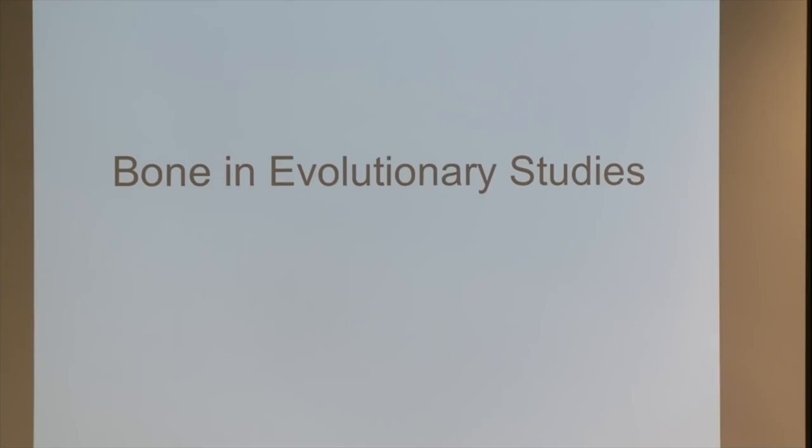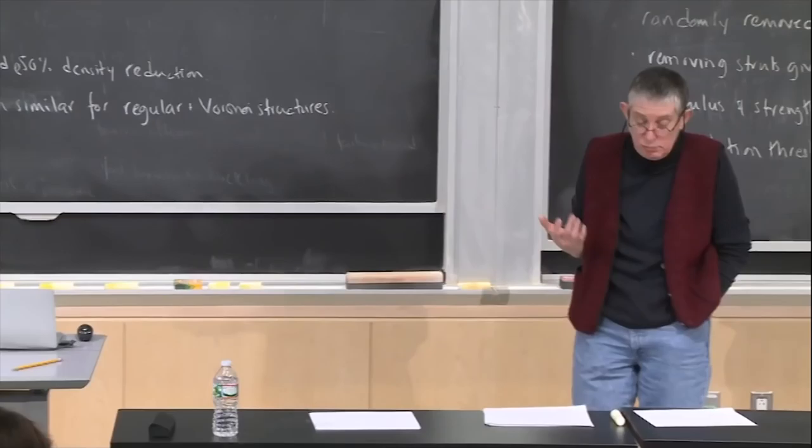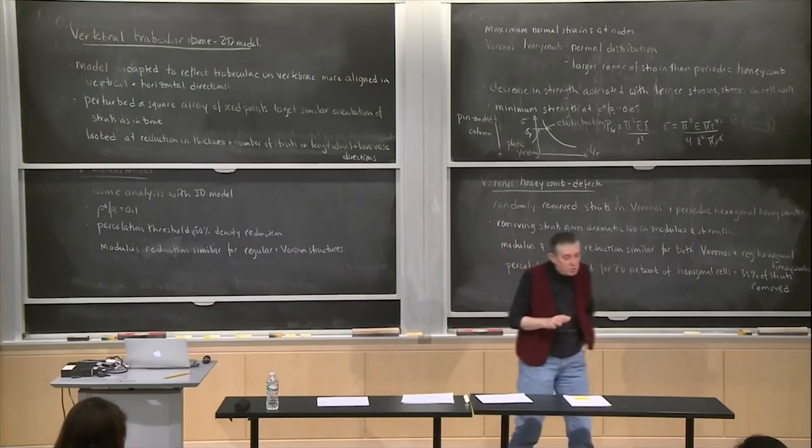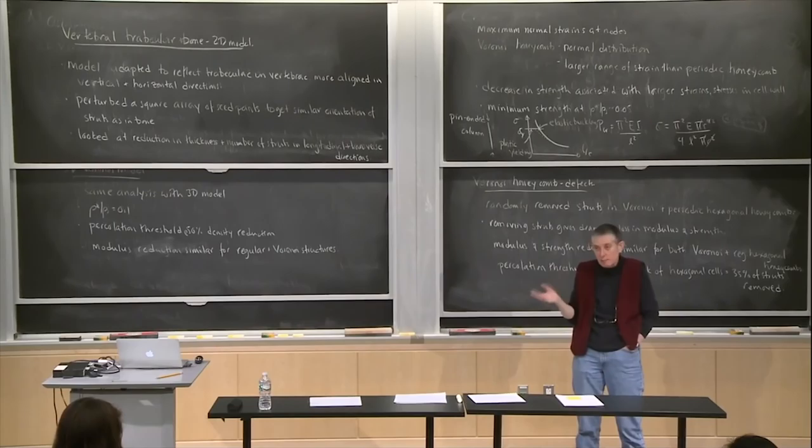You're good? Yeah, okay. Okay, so the last topic I wanted to talk about on bone has to do with how people look at the structure of bone in evolution and in evolutionary studies. So the idea here is, in particular, in looking at pre-human species, hominid species, people are interested in when primates went from being quadrupeds to bipeds. So obviously bipedalism, walking on two legs, is characteristic of us.